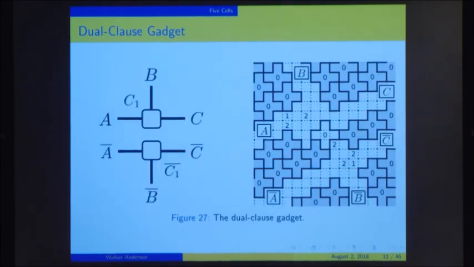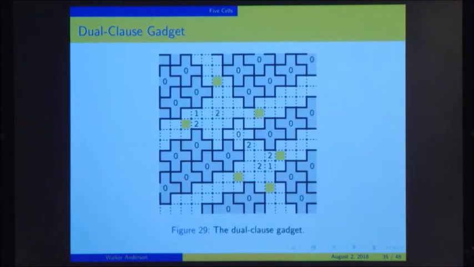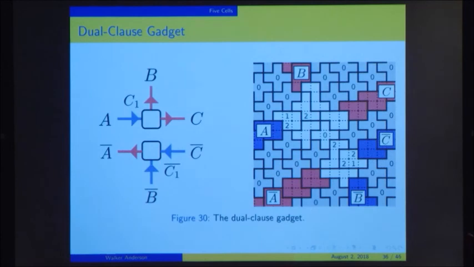And then the dual clause gadget represents 2 clause nodes, the regular one and its corresponding negated clause node. Again, you can see the correspondence between the letters and the wires within the gadget. So here's one possible solution. If you look at the top part of the gadget, remember that the clause node has to have exactly 1 wire pointed inwards. Here, blue wires point inwards.